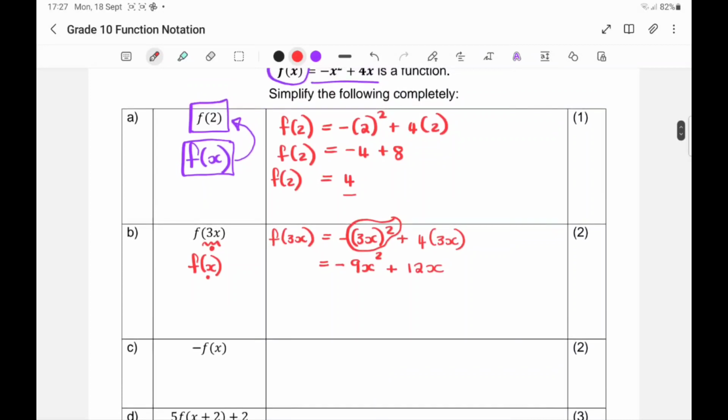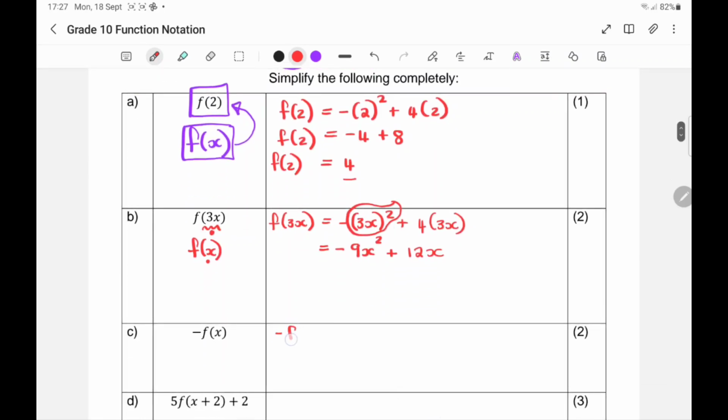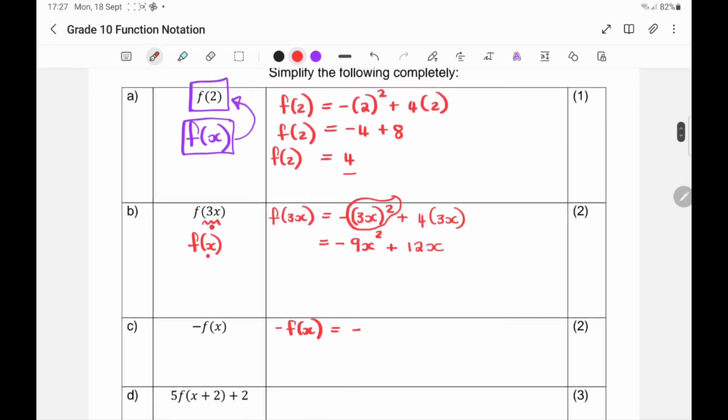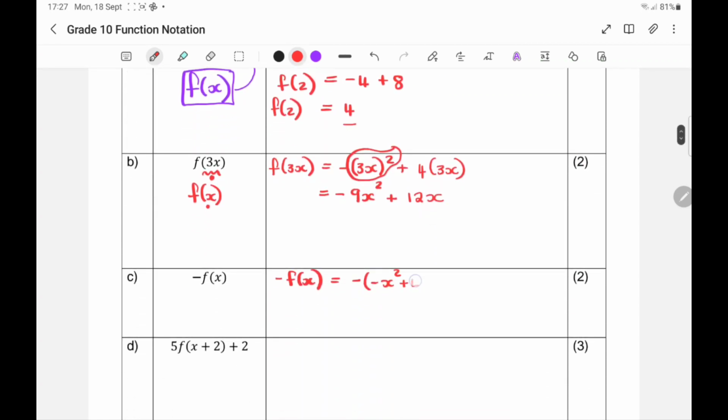Now with this one, there is your f of x. Now they say to you, place a negative in front of your whole f of x. So this whole expression here, negative f of x will look like this. A negative in front of the whole expression, which is -x squared plus 4x. So negative f of x is equal to a positive x squared minus 4x. And we'll get to the meaning of that.